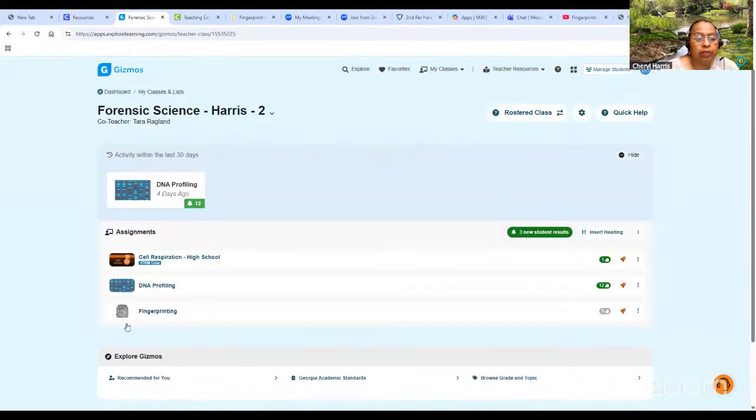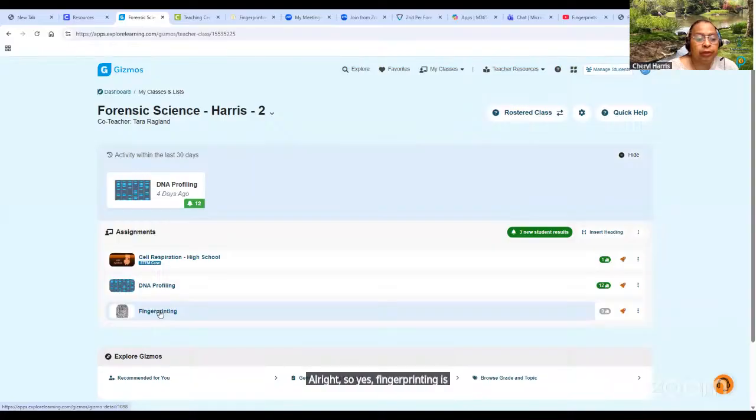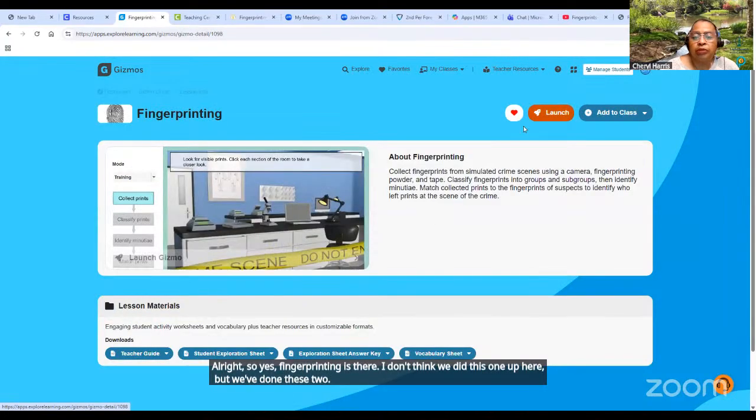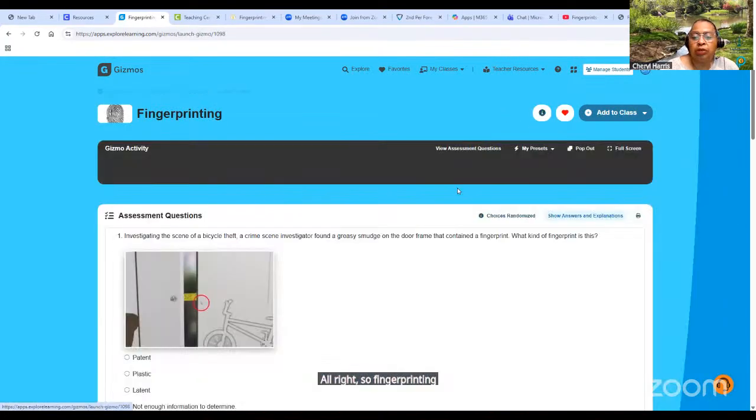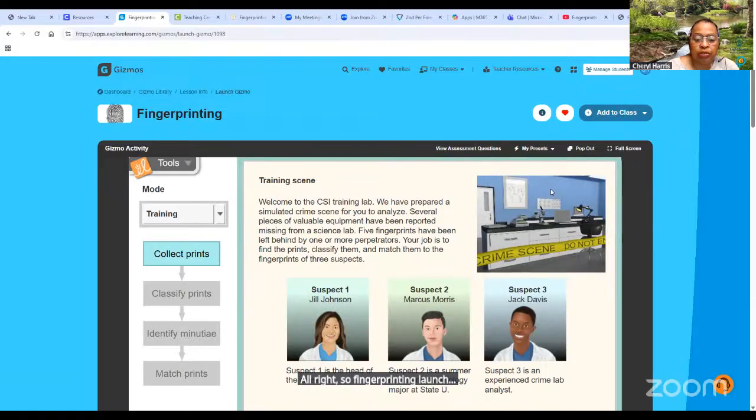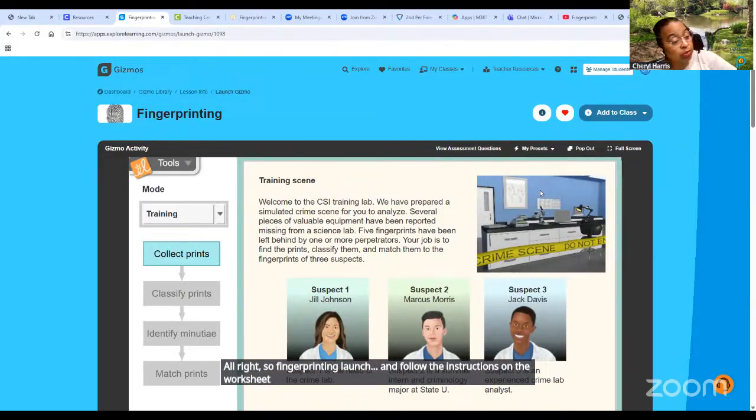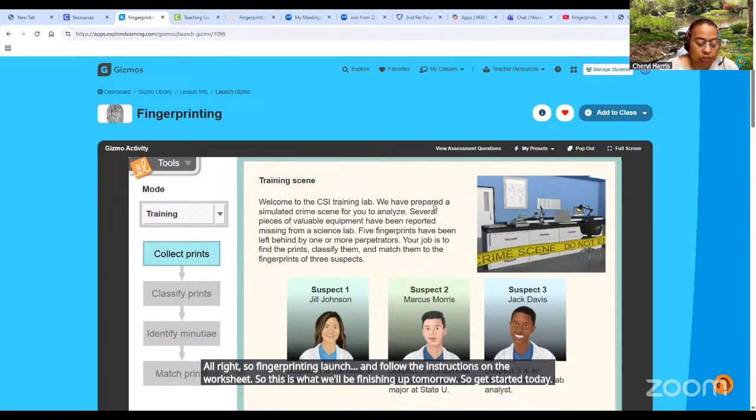All right, so yes, fingerprinting is there. I don't think we did this one up here, but we've done these two. All right, so fingerprinting launch and follow the instructions on the worksheet. So this is what we'll be finishing up tomorrow. So get started today, do the introduction.